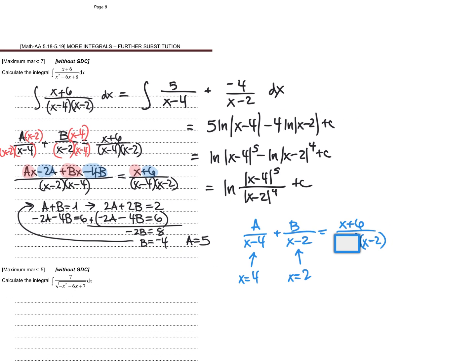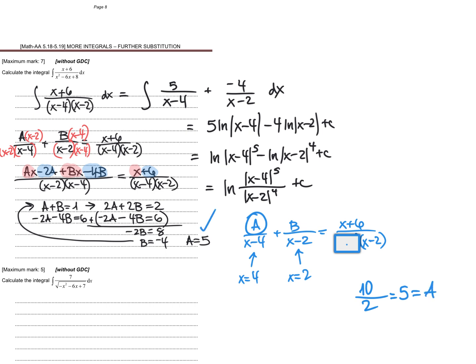So, if we're covering up the x minus 4 one here, we're going to substitute in x equals 4. So we cover up the thing that we're substituting. So that's going to be 4 plus 6 over 4 minus 2, which is 5. That's going to equal the numerator of the thing we covered up. So this is a, which, yeah.